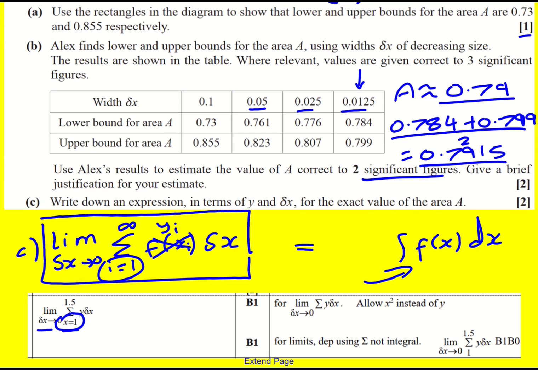X squared is allowed instead of y. You're not allowed to just write 1 to 1.5. You have to write x equals. So I'm sticking with mine. It's because I don't really like this, but this is what the mark scheme says. So I suppose it's worth paying attention to as well.